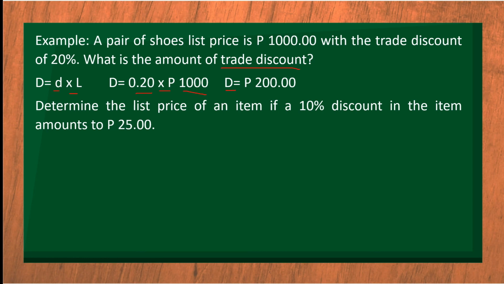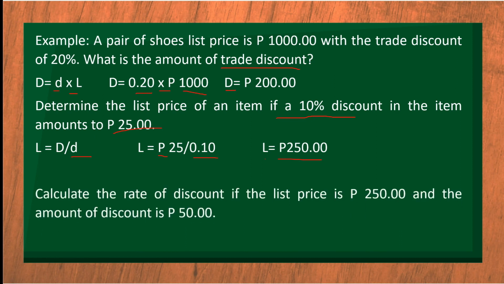Another example: determine the list price of an item if a 10% discount in the item amounts to 25 pesos. The formula is list price is equal to capital D divided by small d, equal to 25 pesos divided by 0.10, equal to 250 pesos.